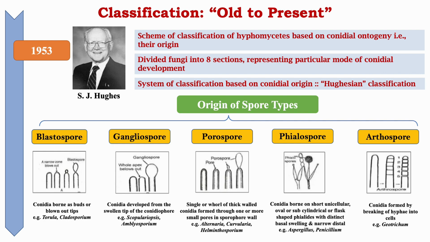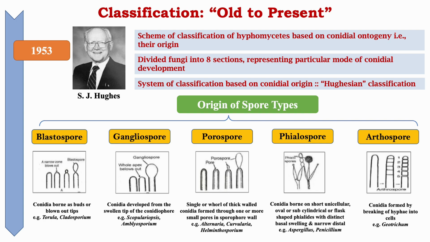Followed by gangliospores. Here conidia develop from the swollen tip of the conidiophore, and common examples are Scopulariopsis and Amblyosporium. Followed by porospores. Here the organism produces conidia, either single or in chains, that are thick-walled, and these are formed through one or more small pores in the sporophore walls. Common examples of porospore-producing organisms are Alternaria, Curvularia, Helminthosporium and so on.